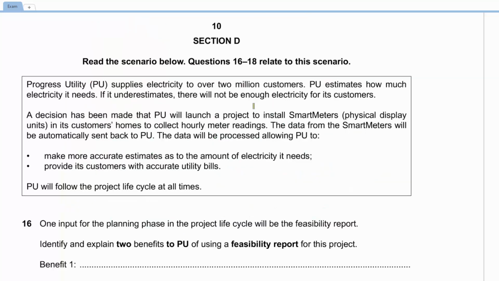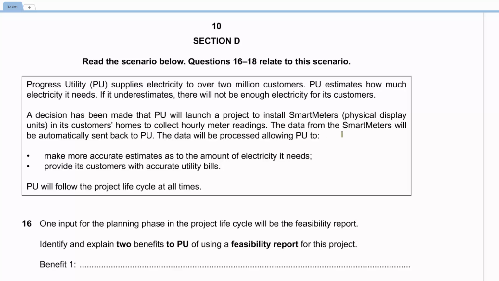Okay, moving on to section D, so we can forget all about our taxi app. Now looking at this electricity company called Progress Utility, who supply electricity to over 2 million customers. They estimate how much electricity it needs. If it underestimates, there will not be enough electricity for its customers. A decision has been made that PU will launch a project to install smart meters, which are physical display units, in its customers' homes to collect hourly meter readings.